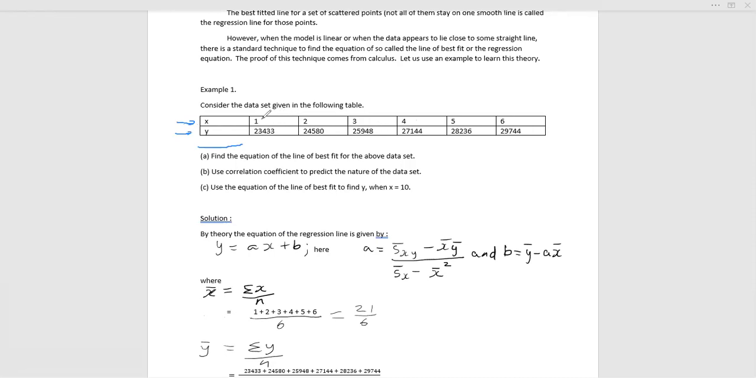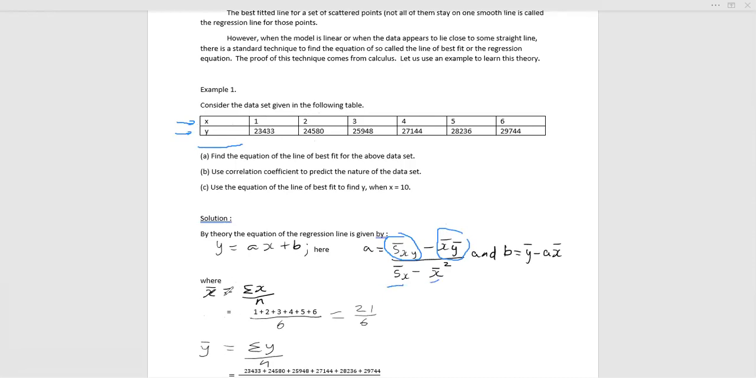So the x coordinates are on the first line, and the y coordinates are on the second line. We use these coordinates to find these parameters in A and B. Okay, let's see how to find it.